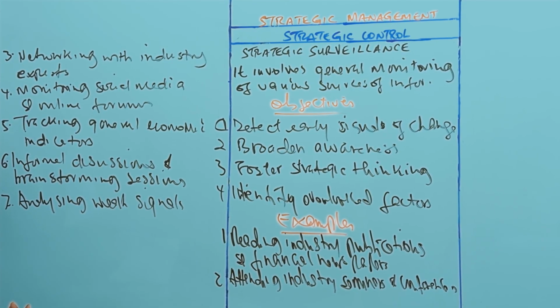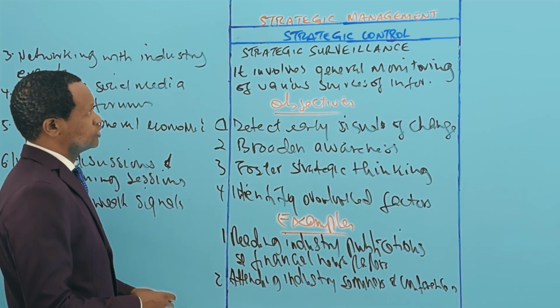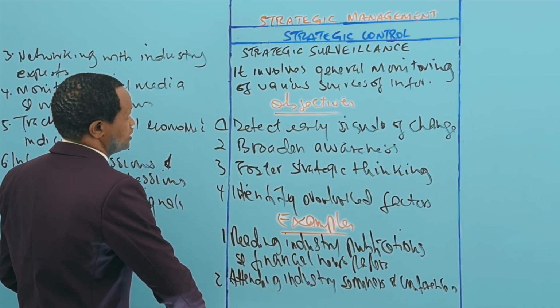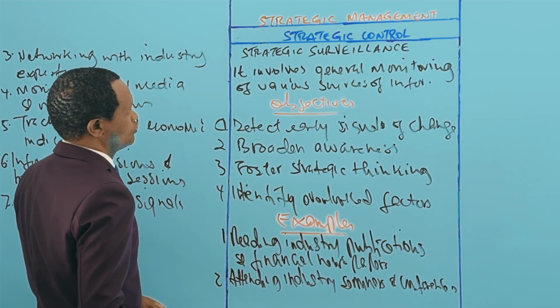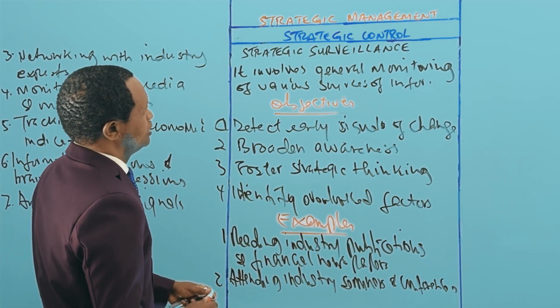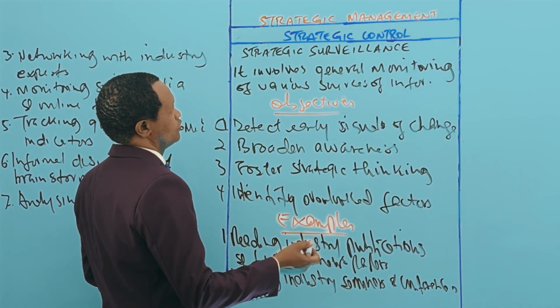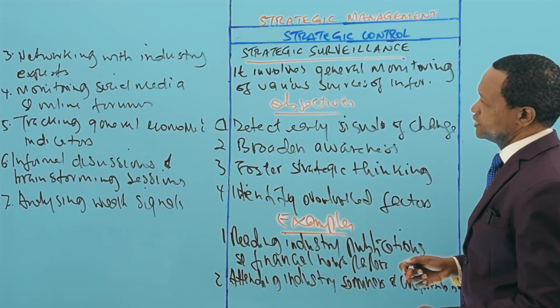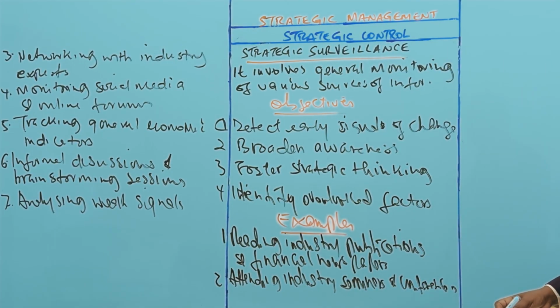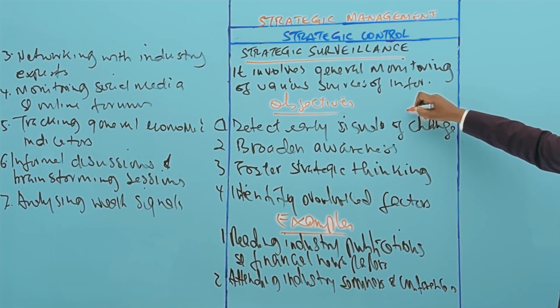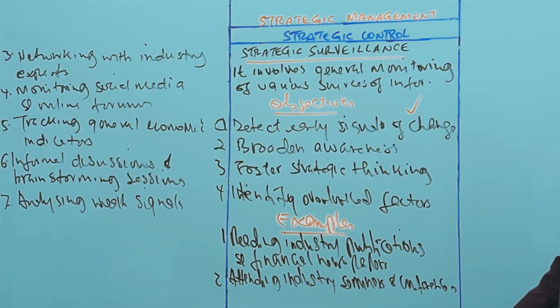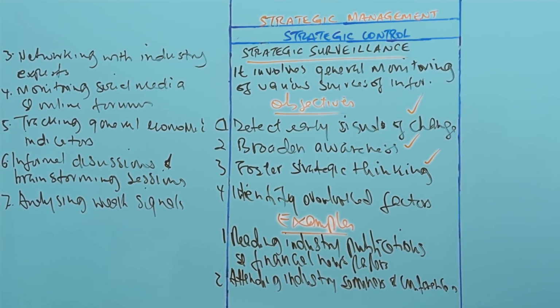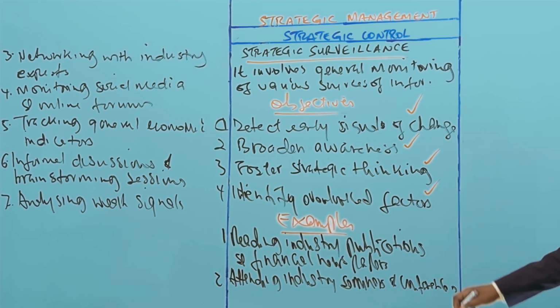Understand? Yes. So that is all, candidates, for today's lesson on strategic surveillance. We defined it as the process of generally monitoring various sources of information. We've identified the objectives of strategic surveillance. One is to detect early signals of change. Number two is to broaden awareness. Number three is to foster strategic thinking. Number four is to identify overlooked factors.